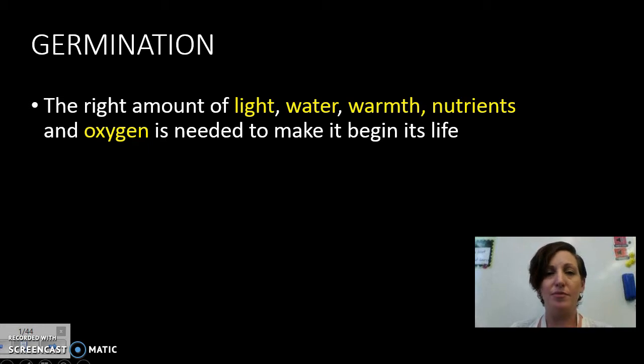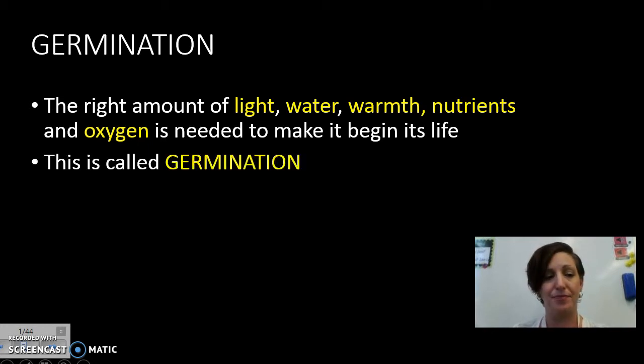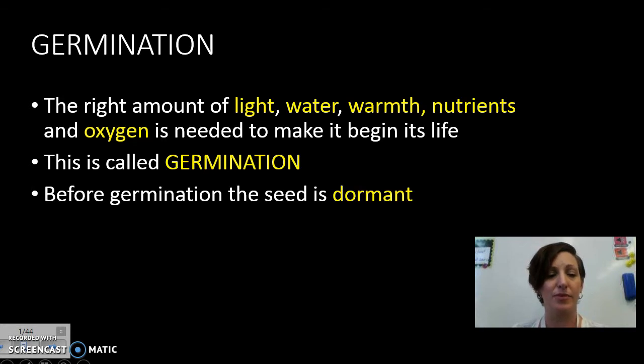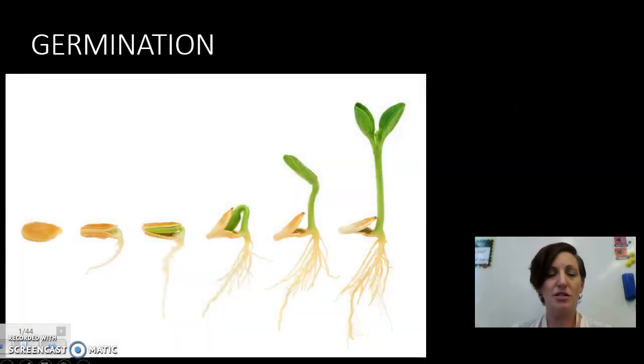Germination. Sometimes seeds lay on the ground or in the ground for a very long time. But when they have the right amount of light, water, warmth, nutrients and oxygen, those little seeds can spring into life. And this is called germination. Before germination, the seed, like I described, is dormant. It's like it's sleeping. It's ready to start life when it gets just those right essential ingredients. So let's have a look at how germination happens.